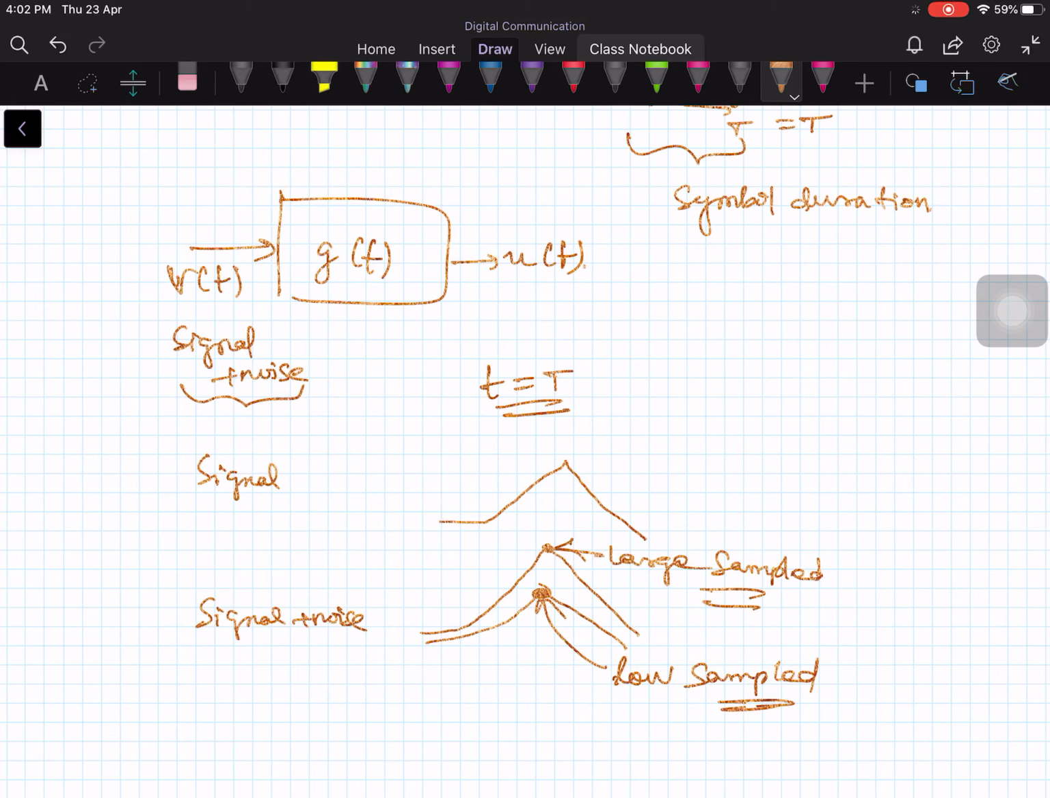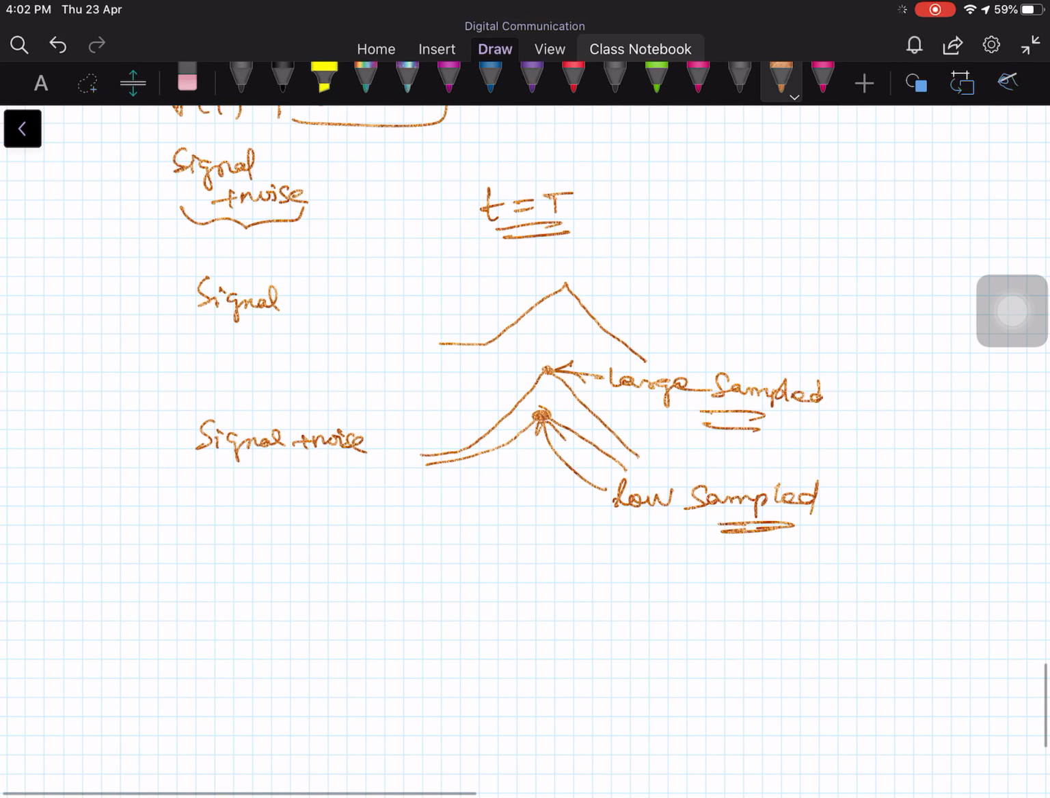Because ultimately the behavior at this point depends not really on the output waveform, but on the nature of the noise itself. The waveform is not going to determine the peak value. The peak value is determined by the nature of the noise. So how much is this value? This value is important for us.